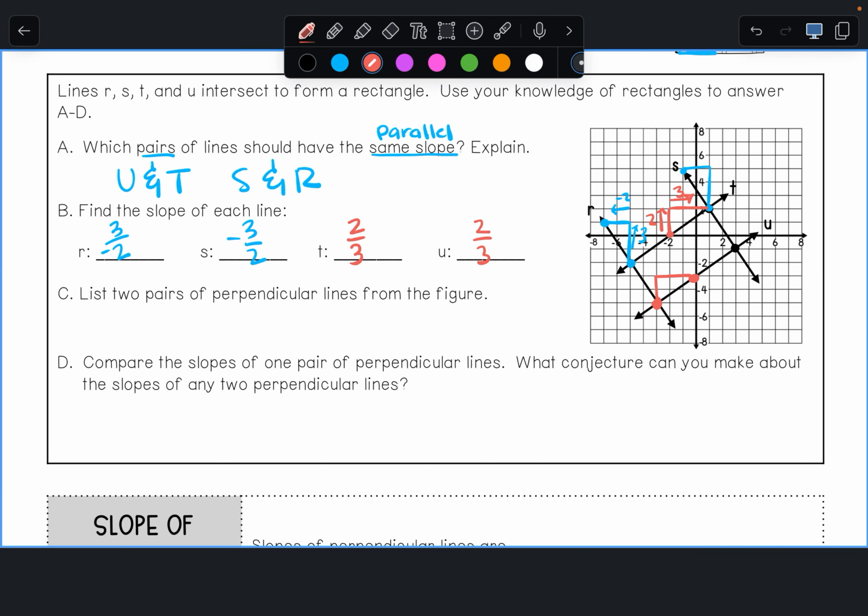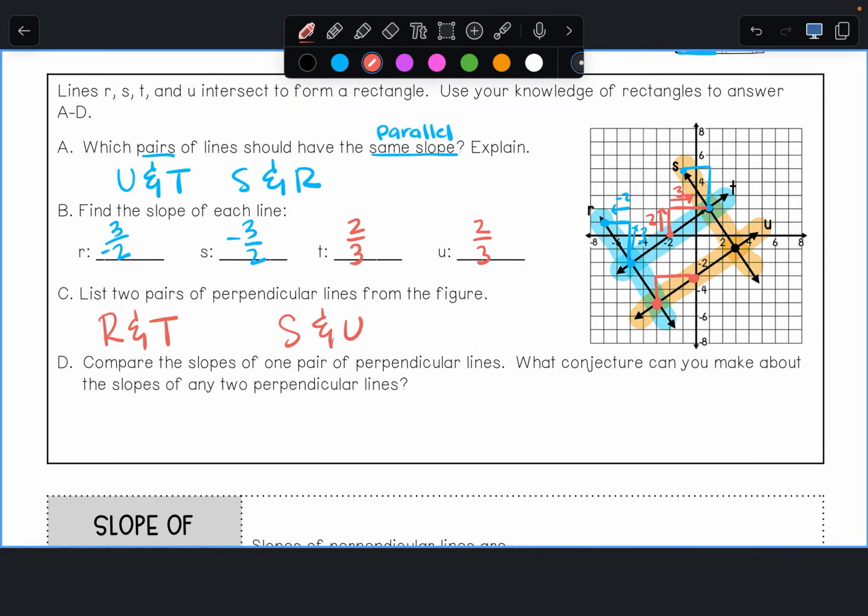All right. Now we're going to list the two pairs of perpendicular lines from each figure. So let's start with line R. Line R forms a perpendicular line with what? T. So line R and line T form a perpendicular line. Let's try, what about line S? Line S forms a perpendicular line with? T. Also with T or with? U. Yeah.